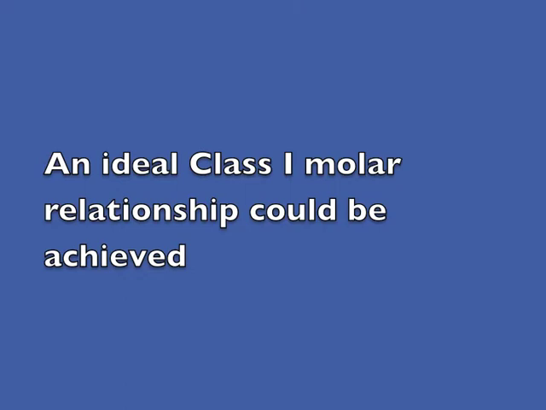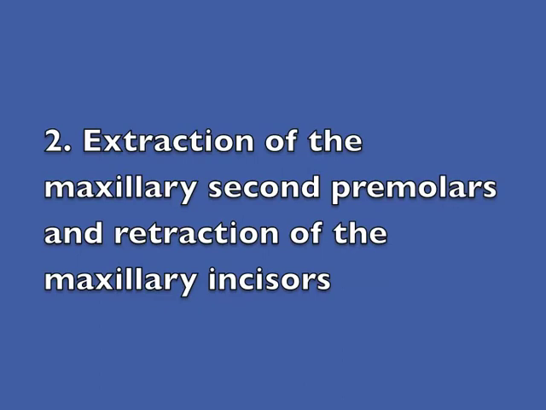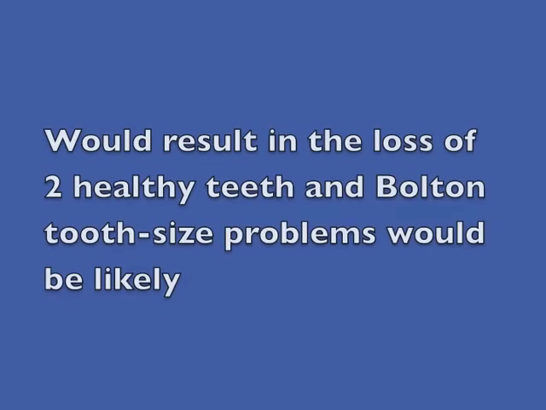Option number 2, extraction of the maxillary second premolars and retraction of all maxillary incisors to maintain a Class 2 molar relationship. This option would result in the loss of 2 healthy teeth as well as the likely Bolton tooth size problems.